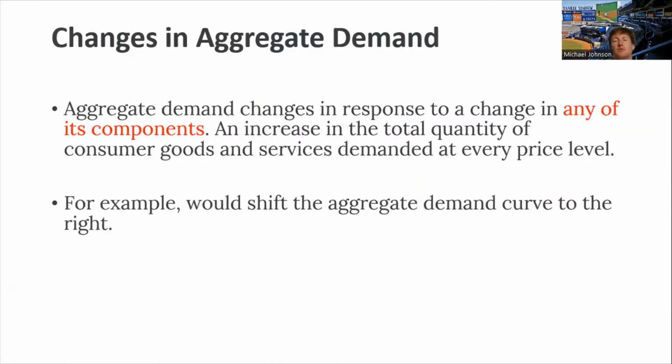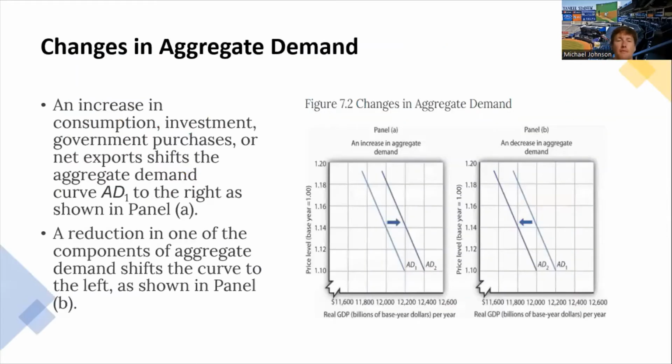So aggregate demand changes in response to a change in any of its components, an increase in total quantity of consumer goods and services demanded at every price level. For example, what shifts the aggregate demand to the right? An increase in consumption, investment, government purchases, or net exports shifts the aggregate demand curve to the right. If any of these go up, aggregate demand will shift to the right, and if they go down, aggregate demand will shift to the left.